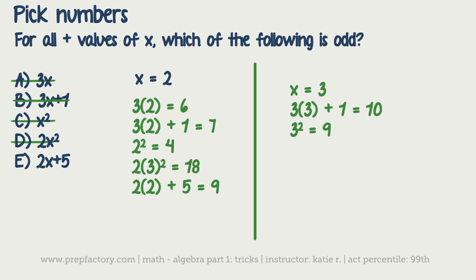And then on the last one, we have 2 times 3 plus 5, which is equal to 11. So E is the only one that works for that.